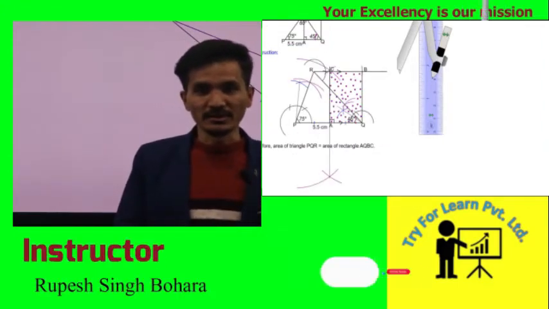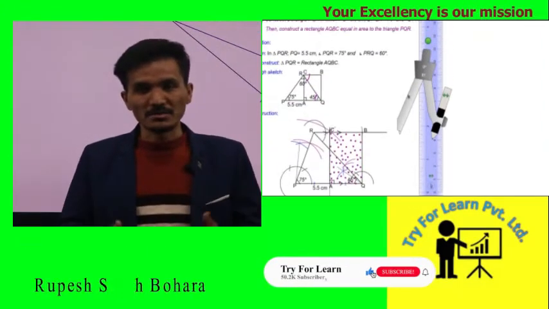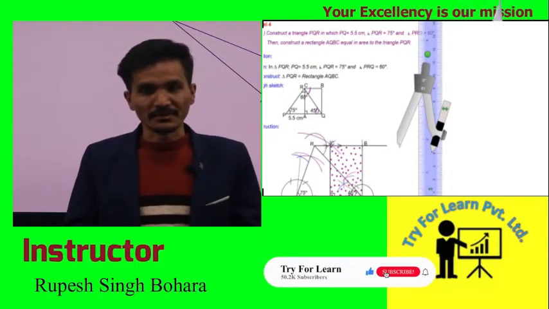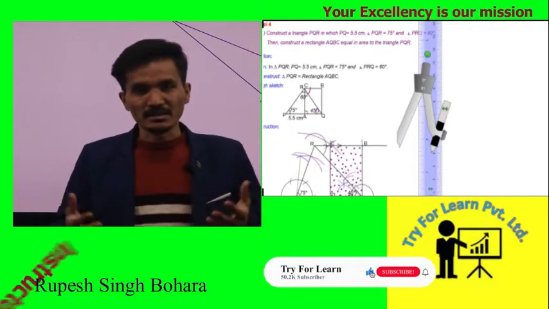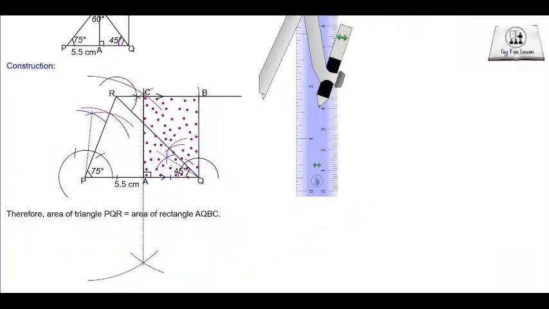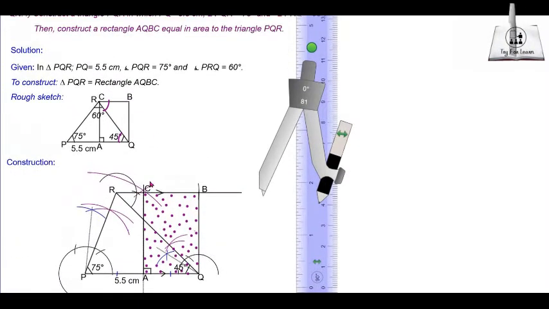In this video also, I'm going to share another idea for construction. Here, especially, I will focus on the construction of a triangle and a rectangle whose area is equal to that triangle. Here, first of all, we will draw a rough sketch like this, and then with the help of this rough sketch, we will do the construction.